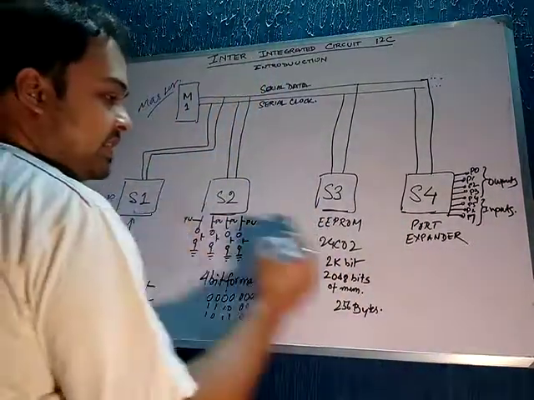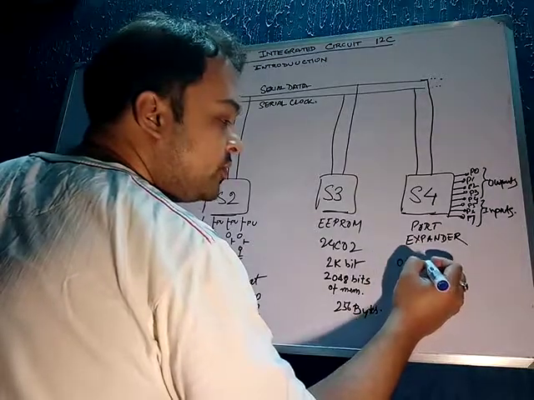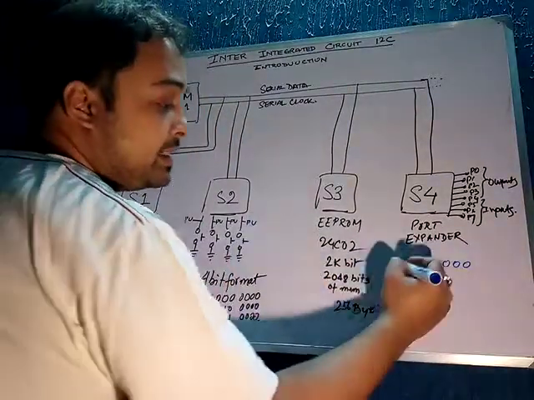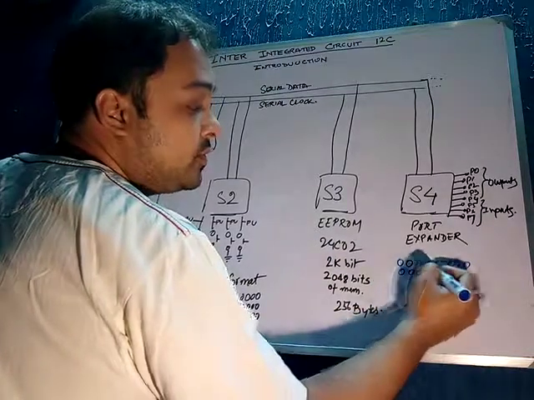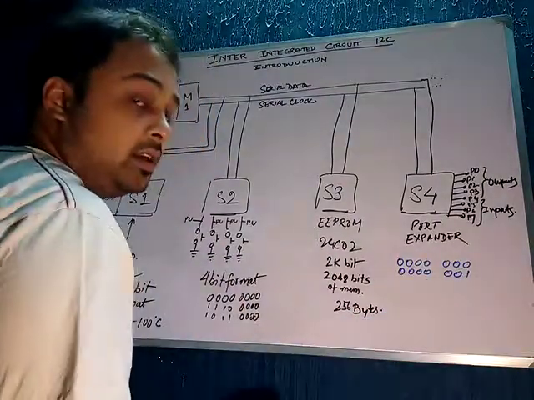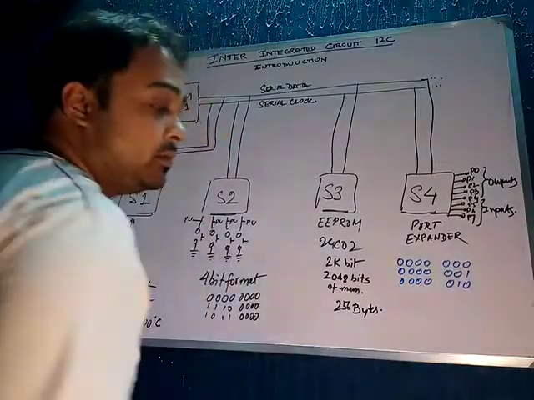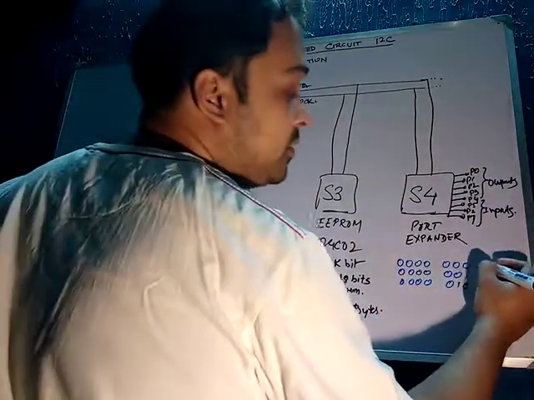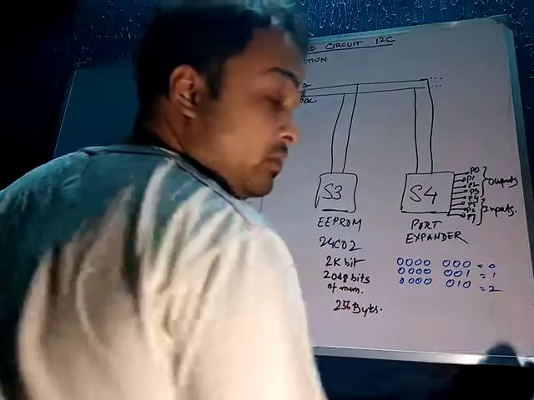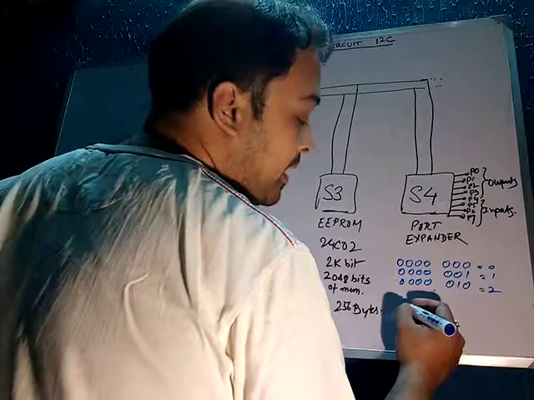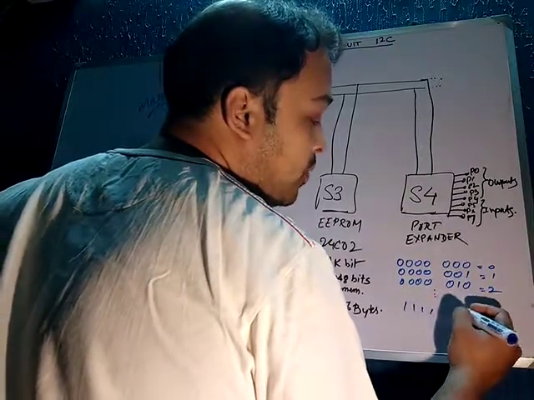The first address can be 0000000. The second slave address can be 0000001. The third can be 0000010. So this is 0, this is 1, this is 2. Ultimately, if we go on like this, the final one can be 1111111.